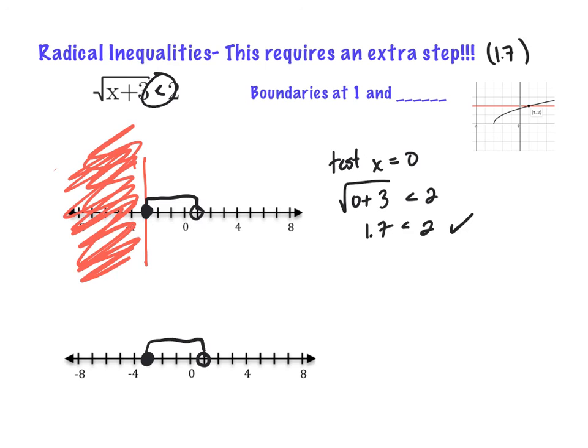So then we would write it as a compound inequality. In interval notation, we'd have -3 up to 1 with a bracket and a parenthesis. Whenever we're finding that wall, it's always going to be greater than or equal to, because you can have the square root of 0.